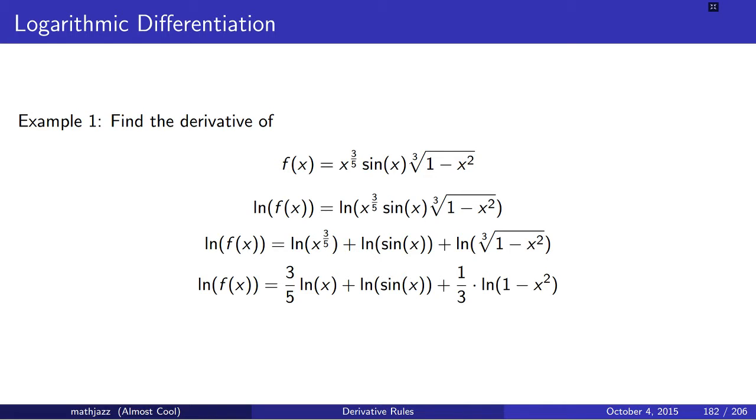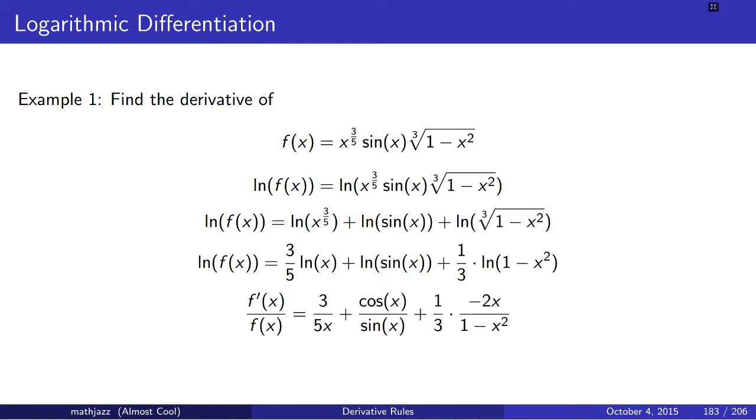It's just implicit differentiation. We get f prime of x over f of x equals 3/5 times 1 over x, because 1 over x is the derivative of the natural log, plus cosine of x over sine of x, because the derivative of sine is cosine, and the derivative of the natural log of some function is the derivative of that function divided by the original function. Ergo, we have cosine of x, the derivative, on the top of the fraction, and sine of x, the original function, in the denominator.